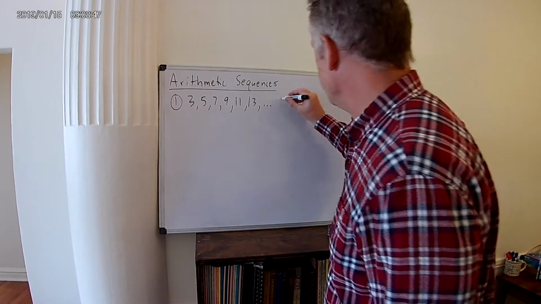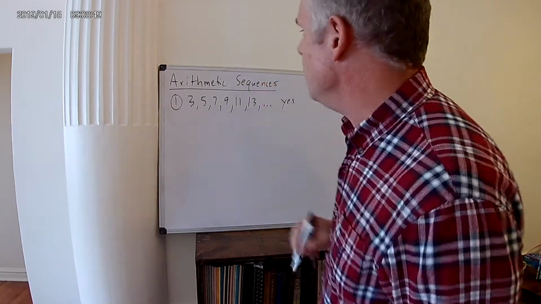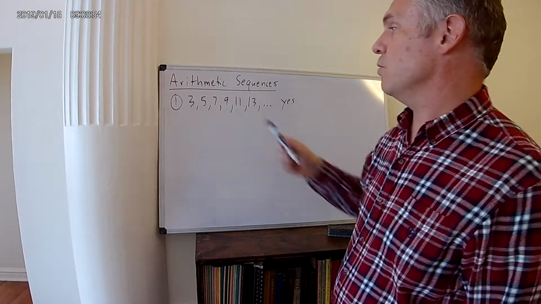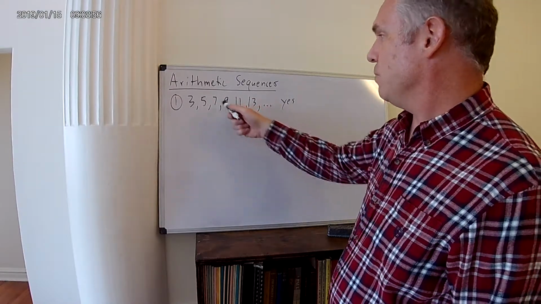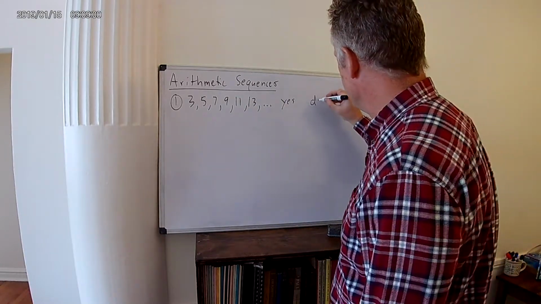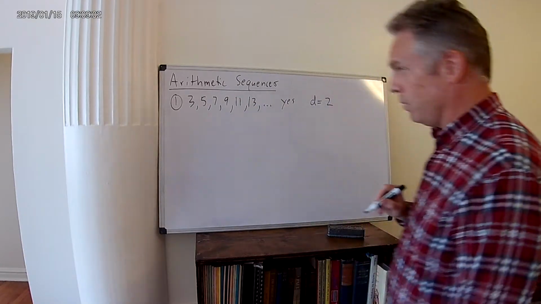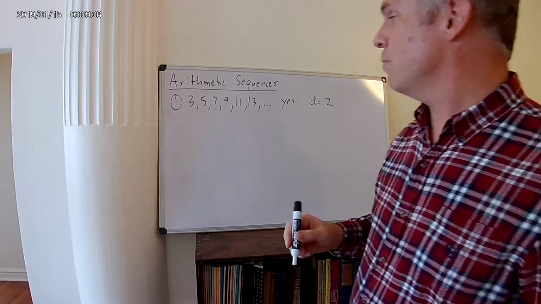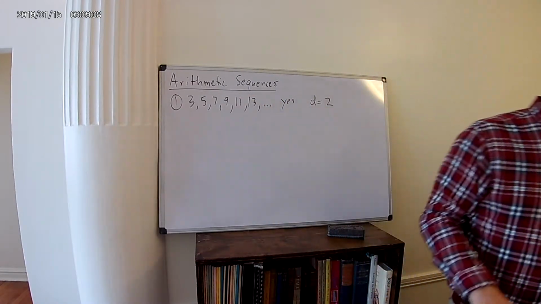The answer is yes, because each successive term, for instance 7, is obtained by adding a fixed amount to the previous term. 9 is obtained by adding that same fixed amount. In fact, we can identify this fixed amount d as equal to 2 for this sequence. So each term of the sequence is obtained by adding 2 to the previous term. Okay, this is an arithmetic sequence.